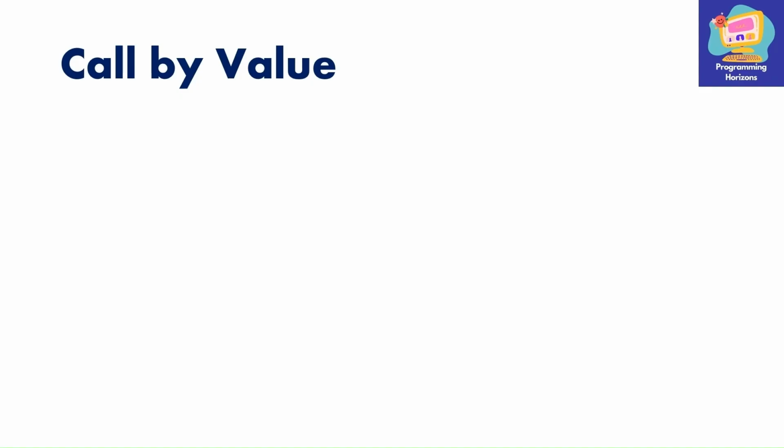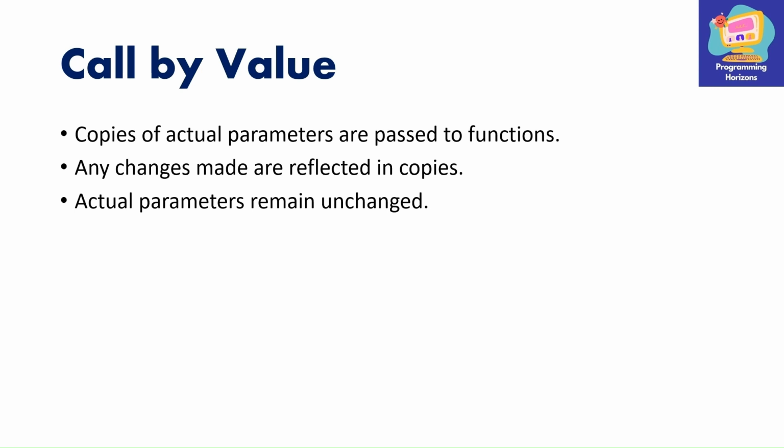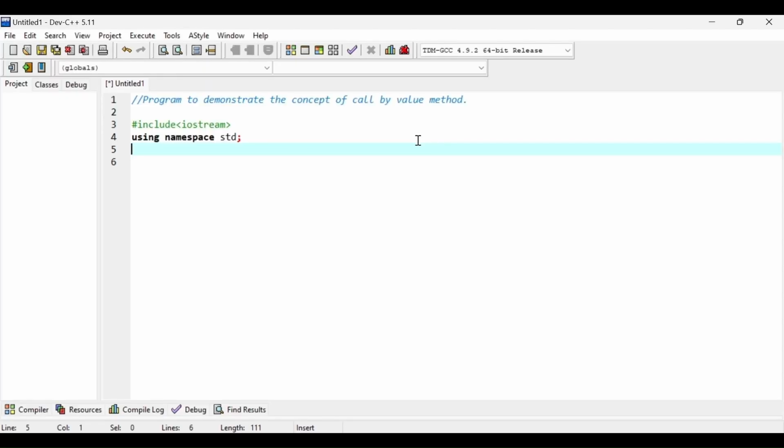So we have learned that in case of call by value, copies of actual parameters are created and then passed to the functions as formal parameters. Therefore, any changes made to the copies will remain with the copies only, and it will not affect the original values in any way. Let us understand the concept of call by value method using an example program.